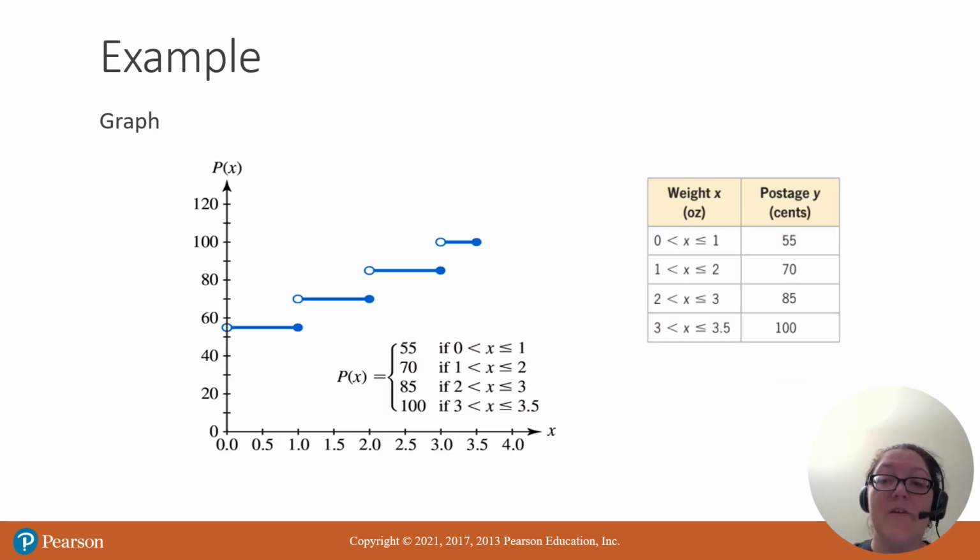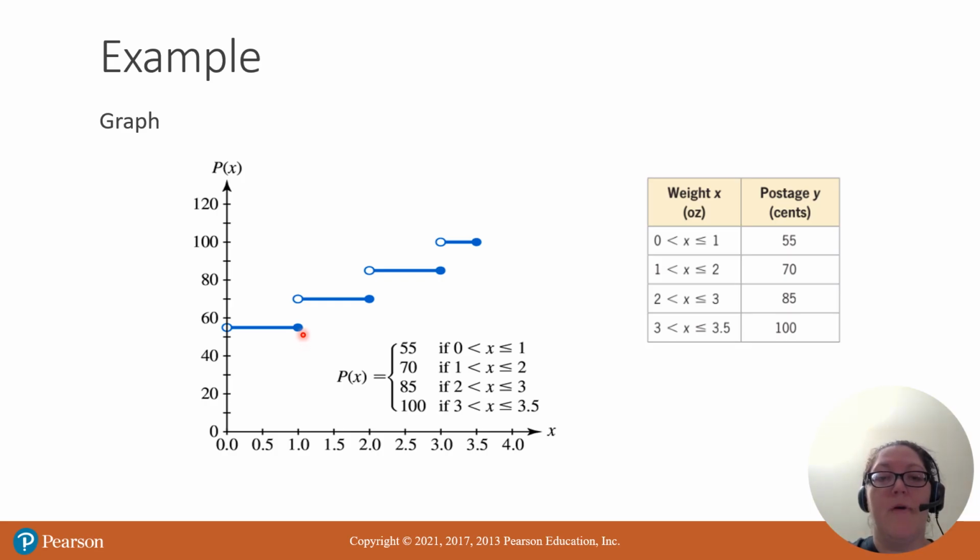Now, to see this in a graph format, what's really cool about this is, remember, 55 is constant. There's no change. If I'm just half an ounce over, is it going to actually change out of 55? Absolutely not. So what we notice is that we have basically 55 from 0 to 1. Now you'll notice that at 0 it's an open circle, and at 1 it's a closed circle.